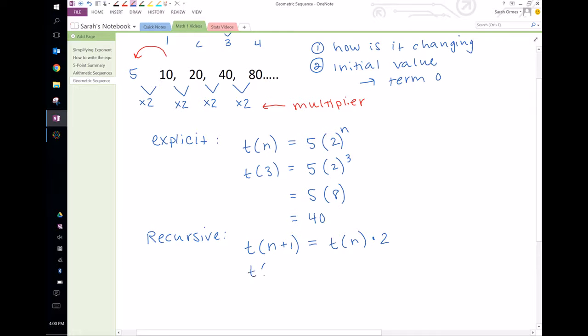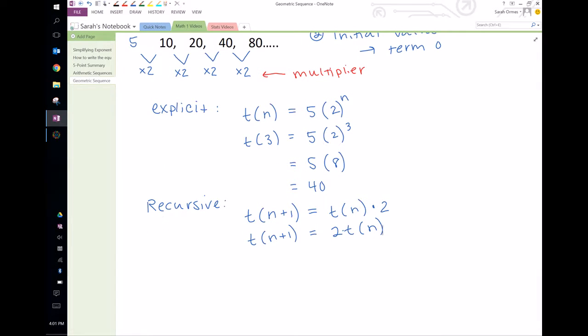A more common way to see this written might look like this. 2 in front. 2 times t of n. But because you're multiplying, you can do it in any order, so either one is fine. But the question is, where do I start? I know that I need to multiply by 2 to get to my next term, but we have to tell them where to start. So term number 1 is 10. Now I know what number to multiply by 2 in order to get my second term, which is 20, and then multiply again to get my third term, which is 40. And there you go, explicit and recursive equations.